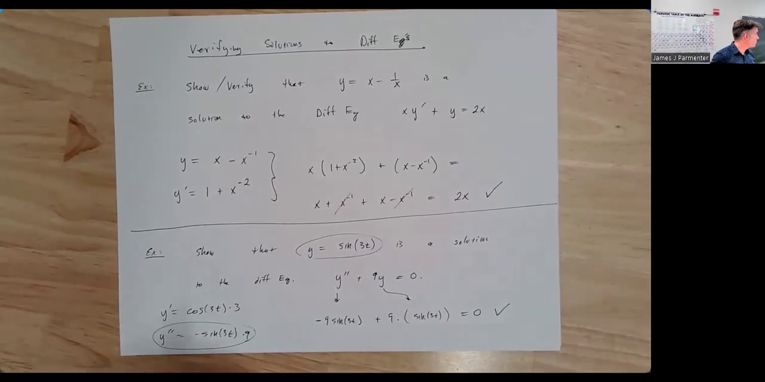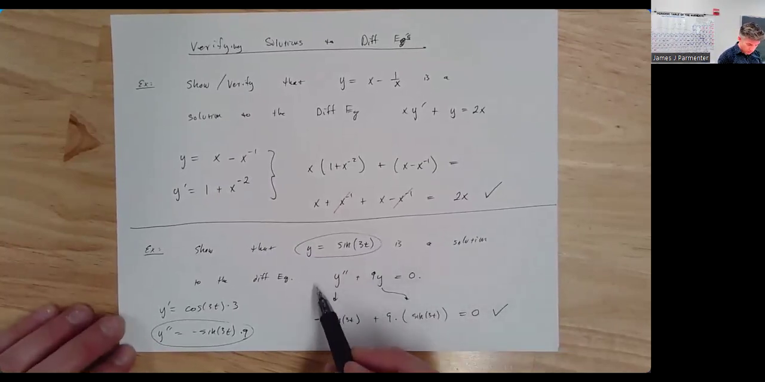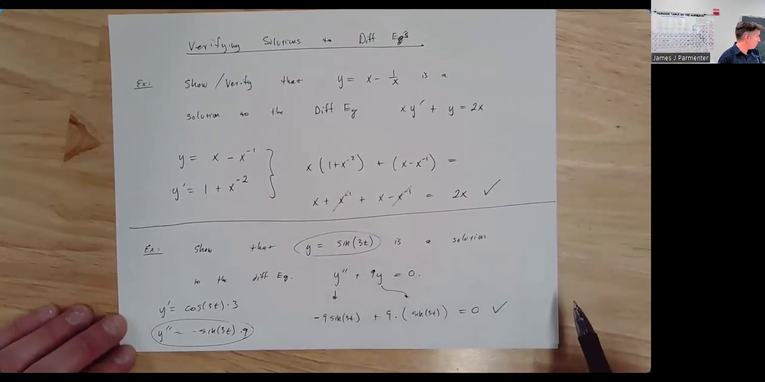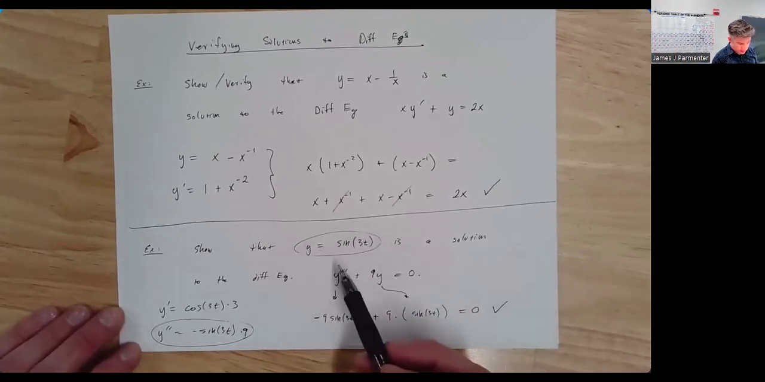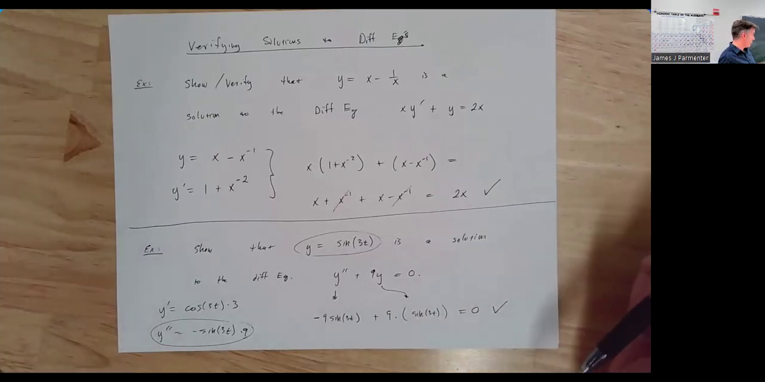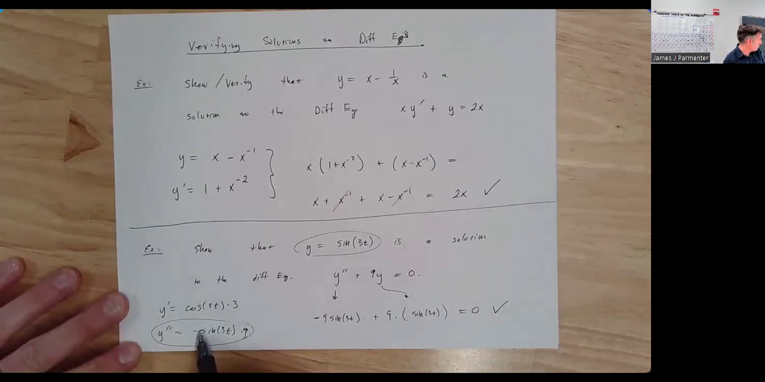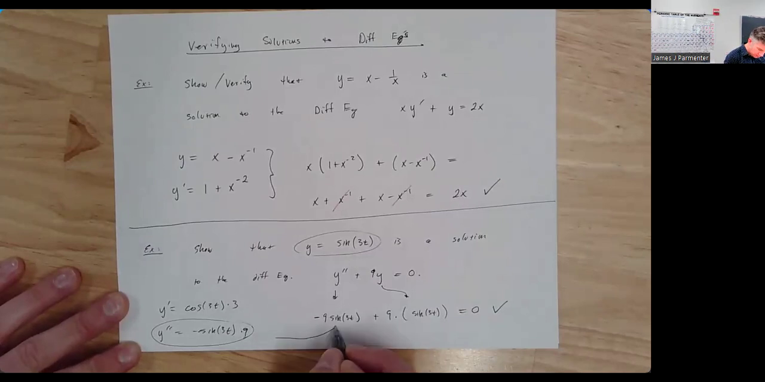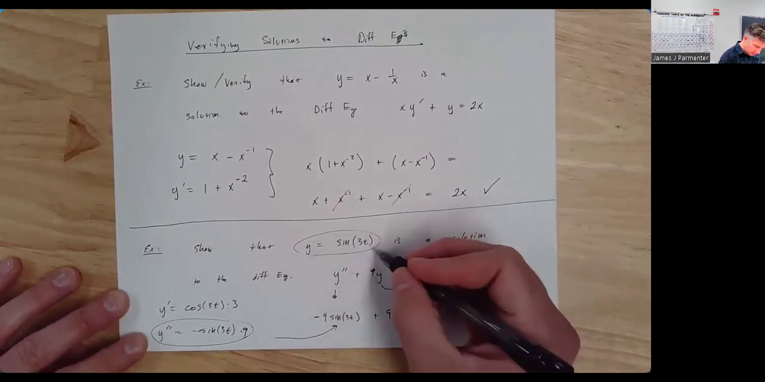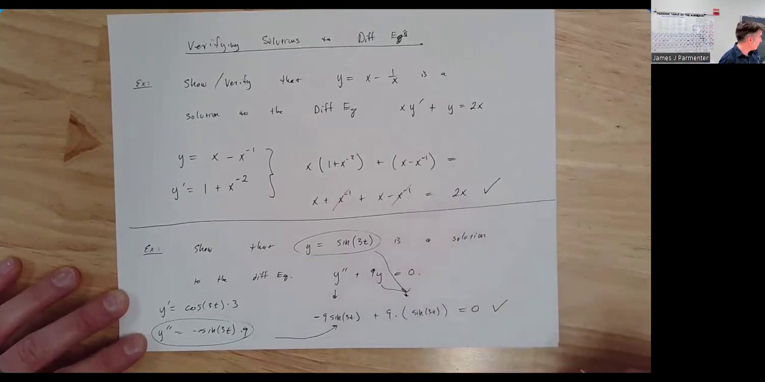Question, yeah. Yep. So the equation says y double prime plus 9y equals 0. So if I'm trying to show that this function y is a solution, I'm finding its second derivative. So I took its first derivative, which was cosine of 3t times 3, and then I took the derivative of that to get the second derivative, which is going to be negative sine of 3t times 9. So that's what I'm plugging in. I just put the 9 in front. And then what y is equal to, that's what I'm plugging in right there for the y.